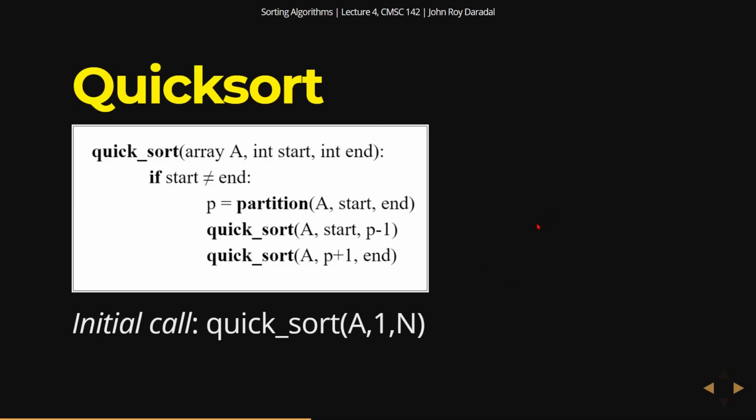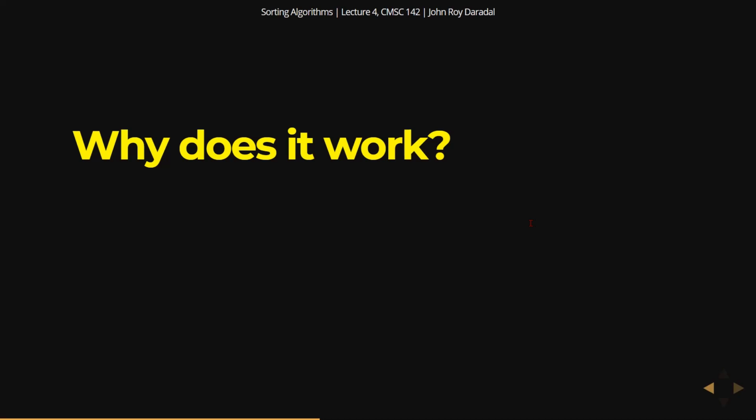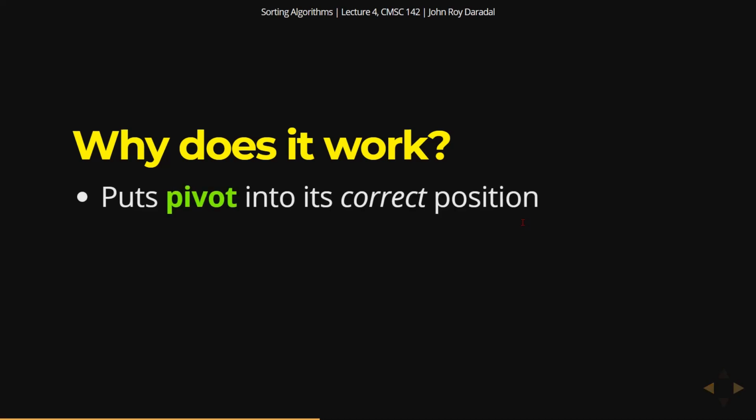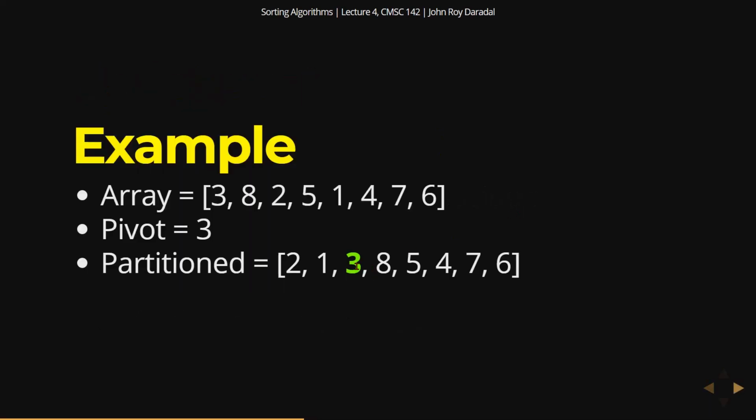Okay, but why does it work? Okay, so basically what partitioning does is it puts the pivot into its correct position. So if you go back here, that puts 3 in the correct position, because regardless of what the order here is, we know that 3 is in the correct position because all the items to the left are less, so it could be 1, 2 here.